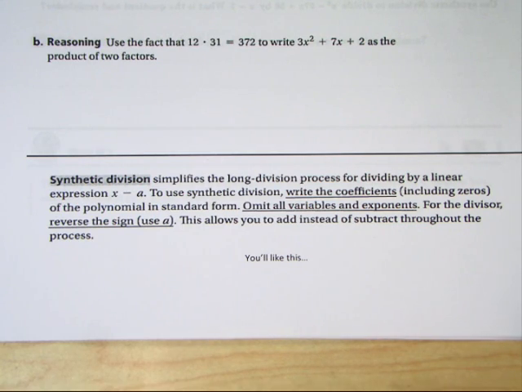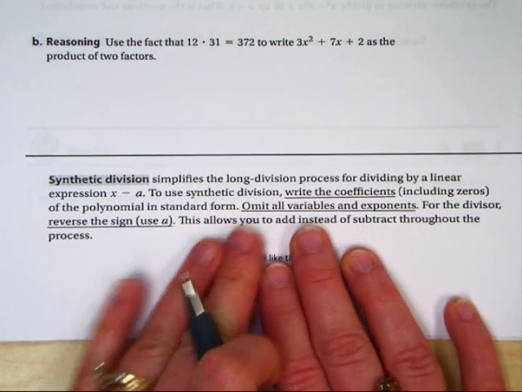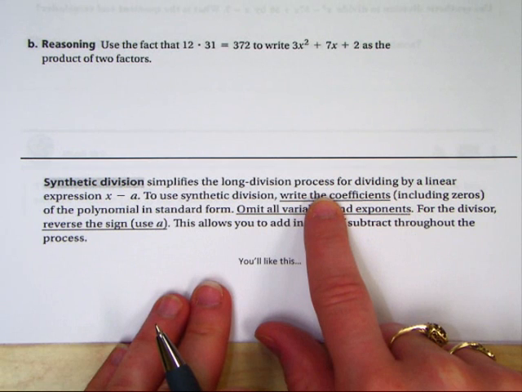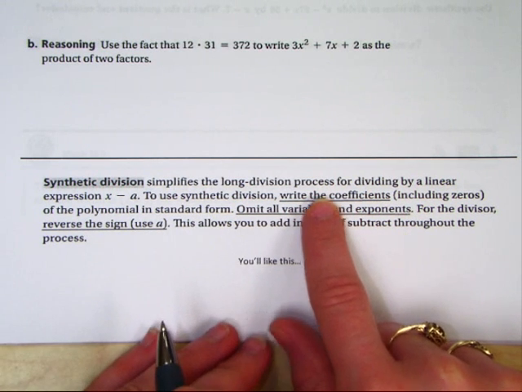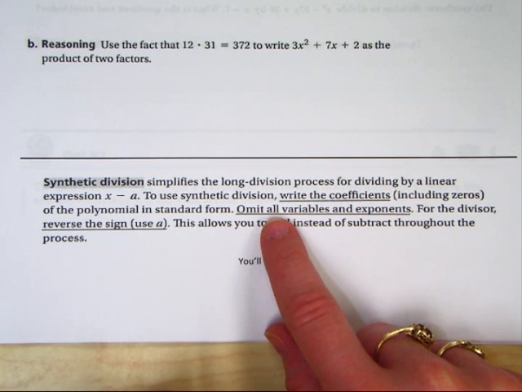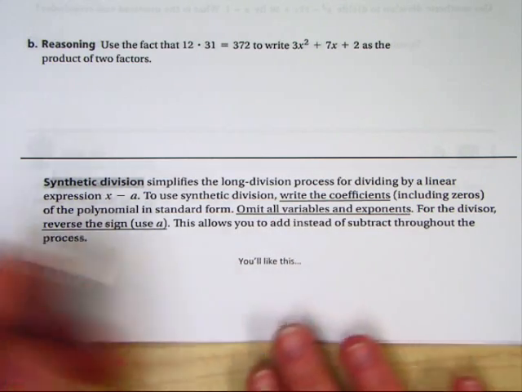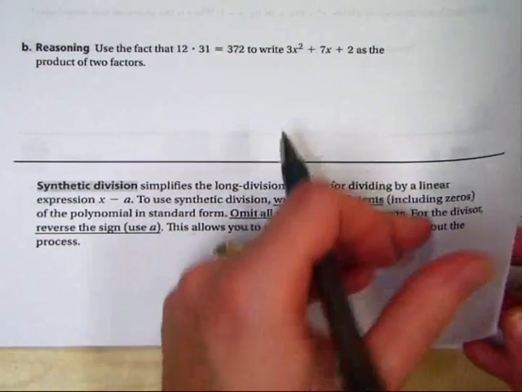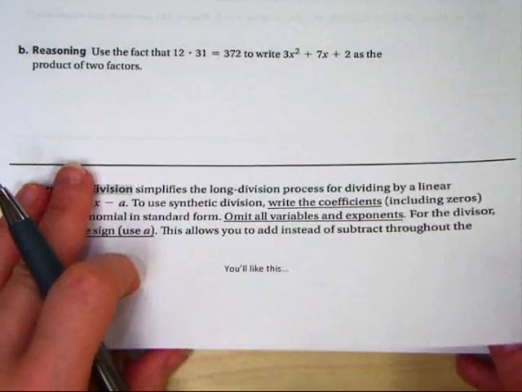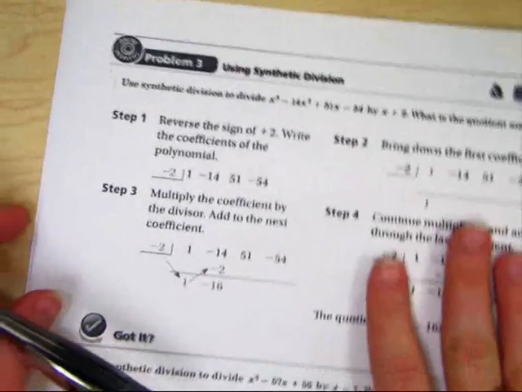So what I'm going to do, first of all, something important to note is you just write the coefficients. And if there are any zeros, you write the zeros. And you're going to take away all the variables. You're also, no matter what it is, you're going to use the opposite sign of what you see. Now, here we go. I made the example all worked out for you.